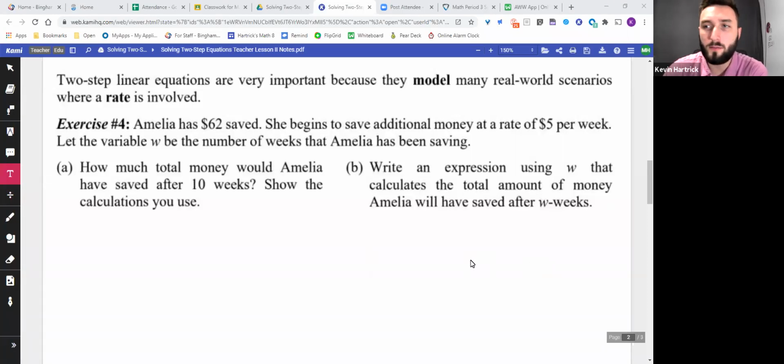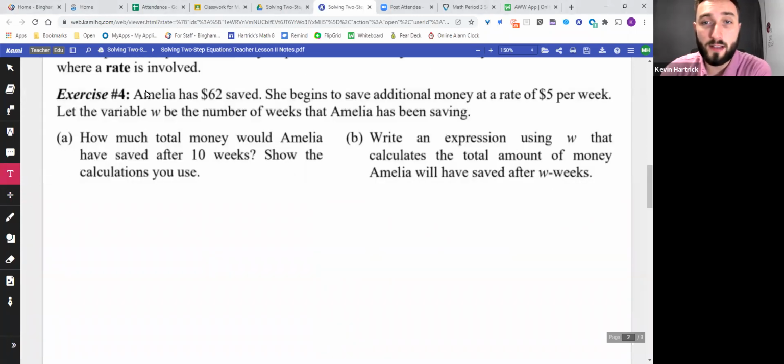Now we're going to be looking at how we can use two-step equations in a real world situation. So, two-step linear equations. Linear just means line. We'll get to that in a little bit when we look at graphs. Two-step linear equations are very important because they model many real-world scenarios where a rate is involved. We talked about rates last year in 7th grade.